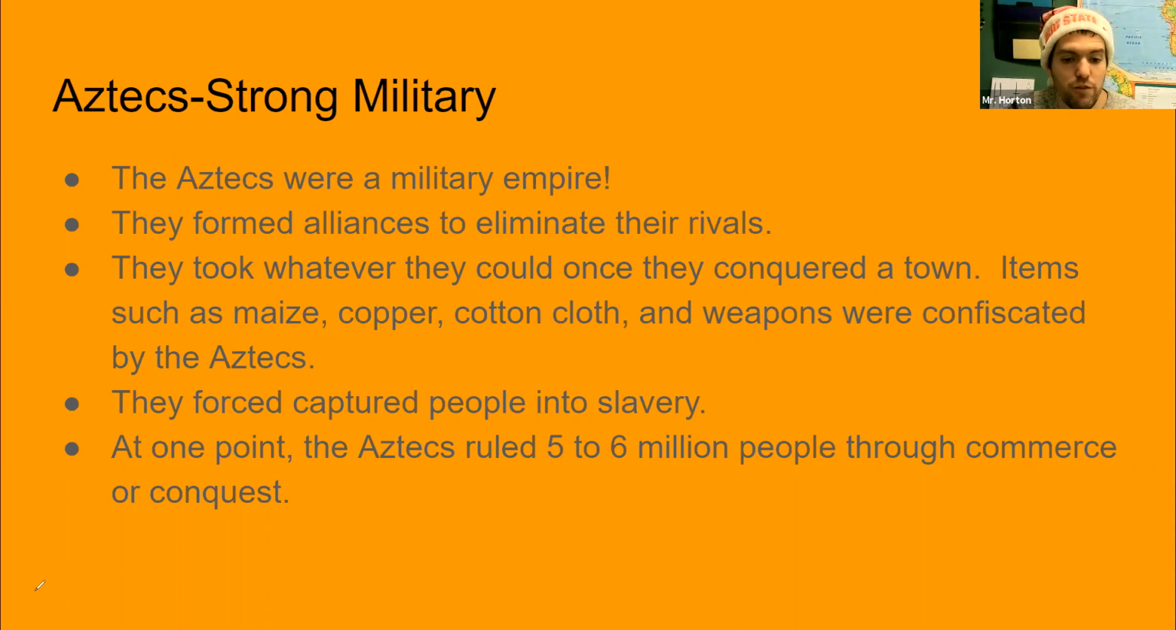And then the warriors who were fighting against the Aztecs: if you were fighting against the Aztecs and you were captured, then you were forced into slavery. So you were put to work. You were put to manual labor in the Aztec civilization.